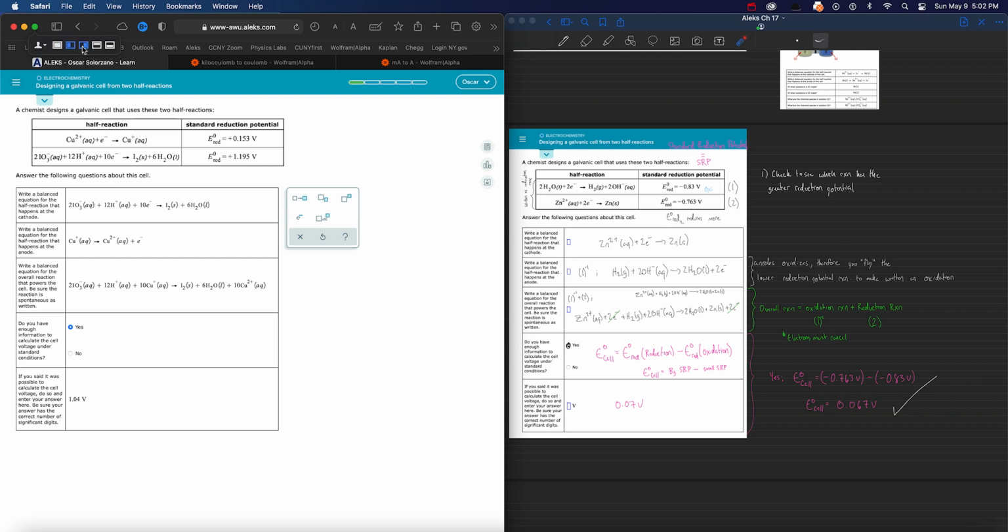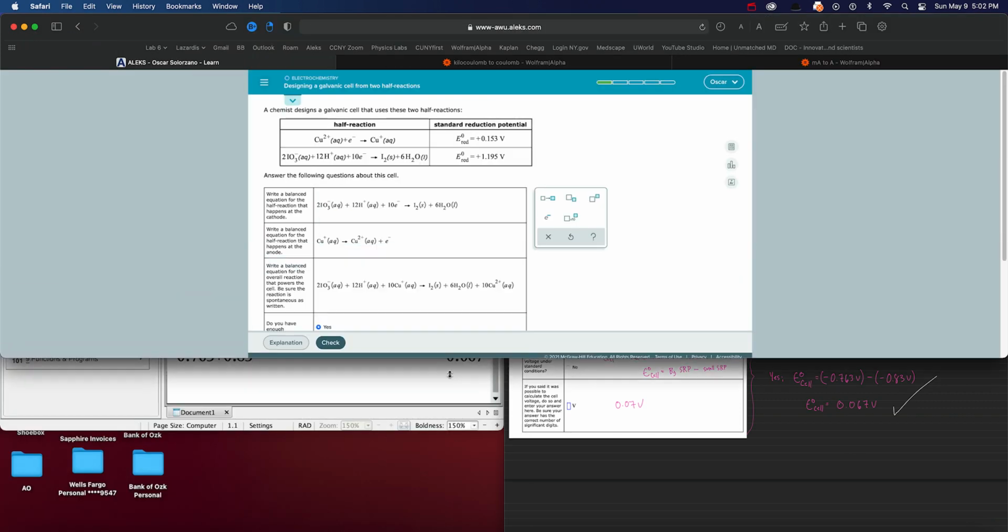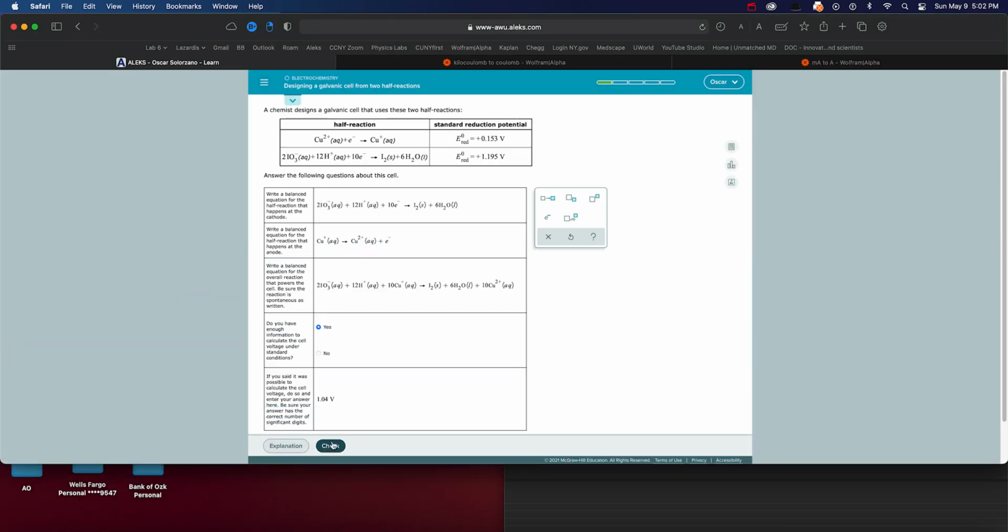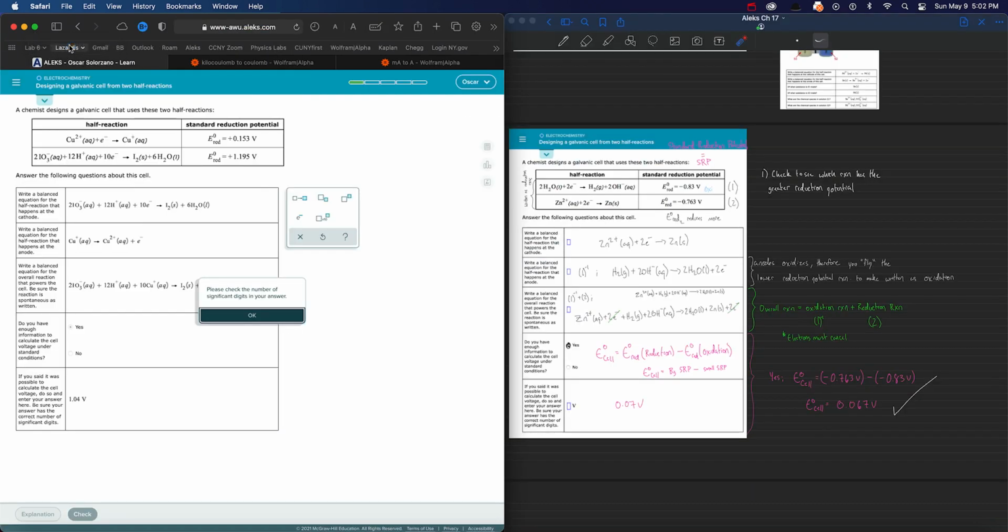I'm going to have to make this smaller, or this way, because I couldn't see the check. Sorry.